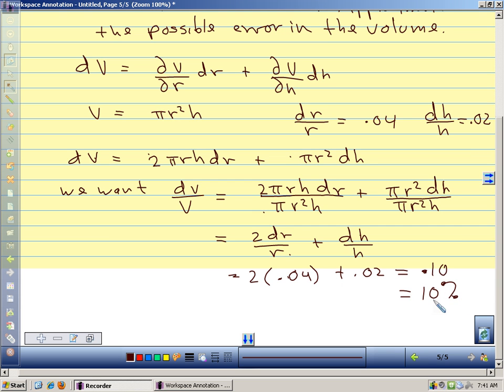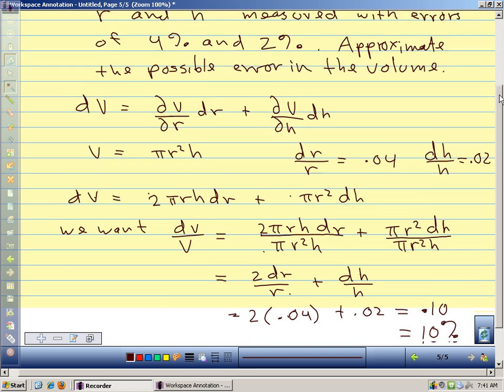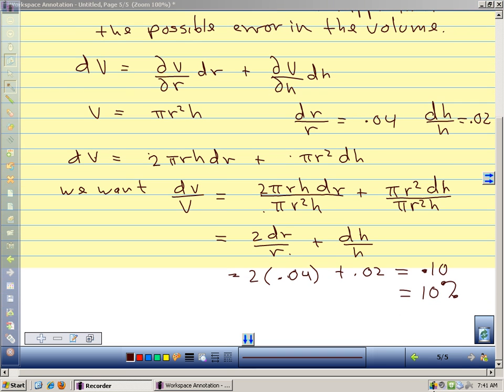So our possible error, our relative error in the volume, would be 10% if we measured the radius and the height with errors of 4% and 2%. So that would be an example of an error calculation. Questions? Okay.